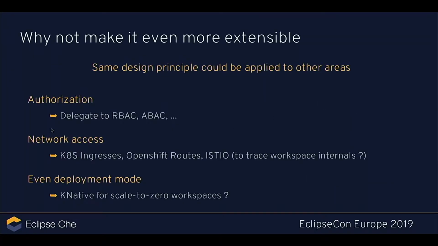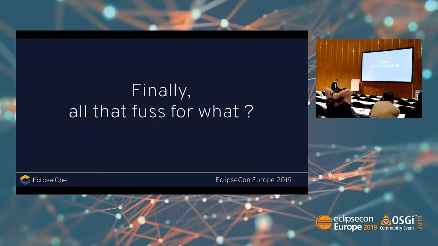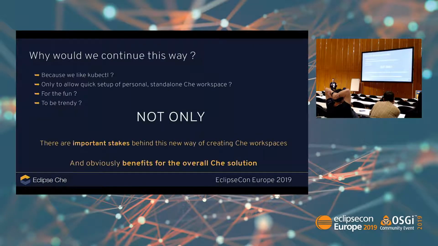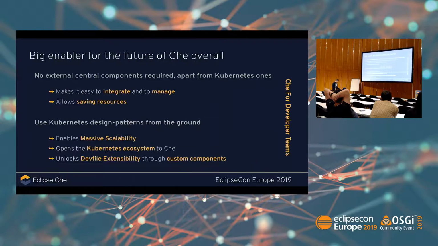Yeah, so I just explained this one. And so finally, what's the idea of all this? What does it bring? It's not only because we like kubectl, it's not only because we want to have a quick setup for personal use, it's not only for the fun, though it was quite fun, and not only to be trendy or Kubernetes-like. There are important stakes behind this new way of creating Che workspaces and really benefits for the overall Che solution.